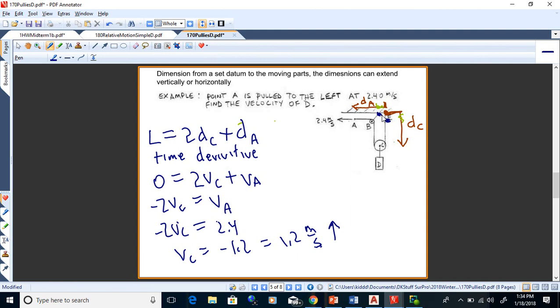On the simpler ones, you can just look at the wraps. There's 2 sides, there's rope going down to C and coming back up, that's 2, and then you're pulling it at A just once, so one length there, so it's a 2-to-1 ratio. That's really all that's going on there.